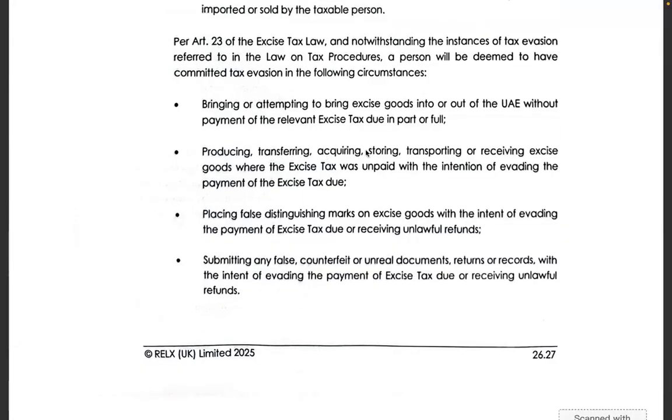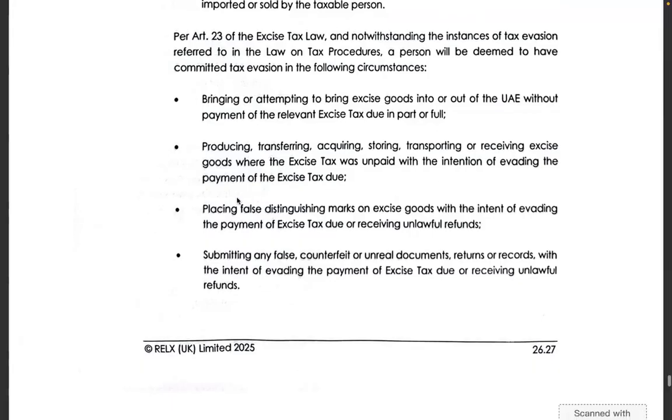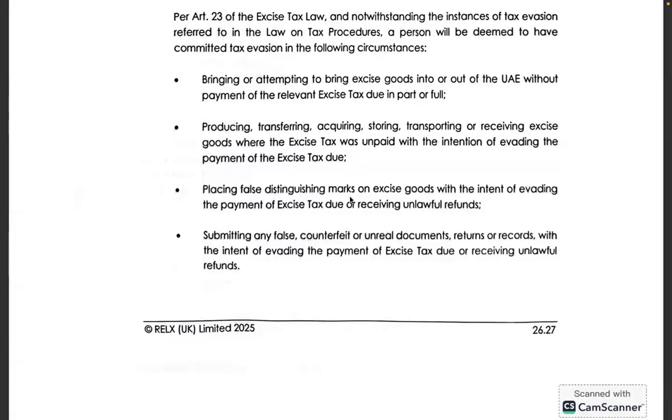Producing, transferring, acquiring, storing, transporting, or receiving excise goods where the excise tax was unpaid with the intention of evading the payment of the excise tax due. Placing false distinguishing marks on excise goods with the intent of evading the payment of excise tax due or receiving unlawful refunds. Let's read again. Placing false distinguishing marks on excise goods with the intent of evading the payment of excise tax due, or receiving unlawful refunds.